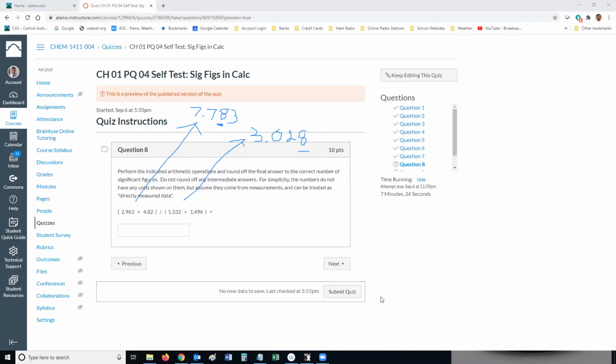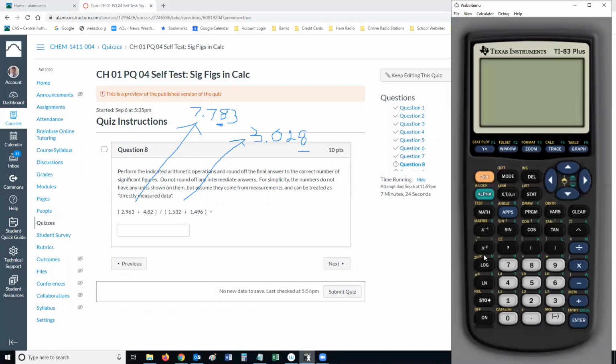Okay, at this point, I'll bring the calculator back and do the final work. So I've got 7.783, and I'm going to divide it by 3.028, which gives me this number: 2.570343461. But we have again a 3-figure number divided by a 4-figure number. We only have 3 figures, so 1, 2, 3. 0 is not enough to round up, so 2.57 is my answer.